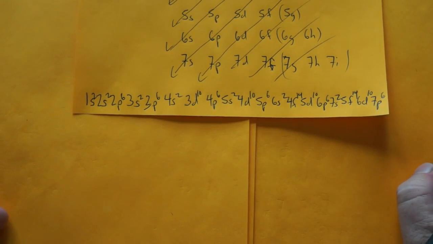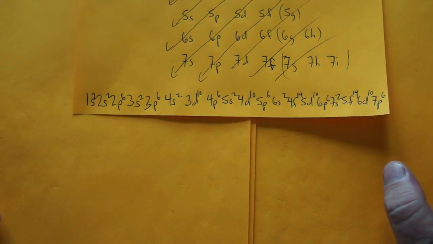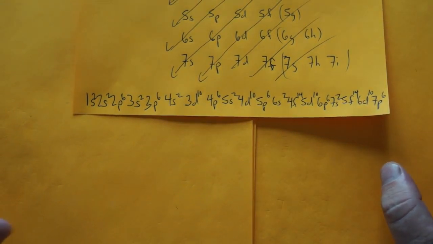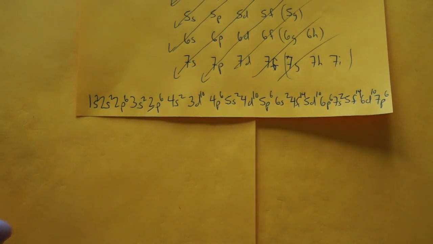And you're supposed to memorize these, but you don't have to memorize them if you know how the periodic table works. And that's the next video. I'm going to take these energy levels and apply it to the periodic table, and then you'll understand the order.